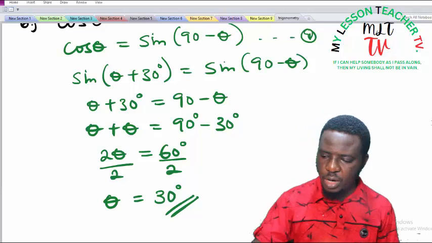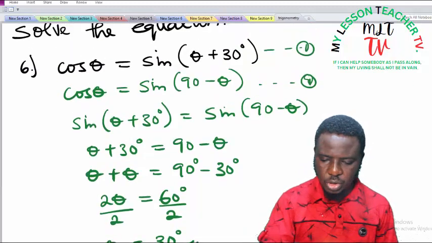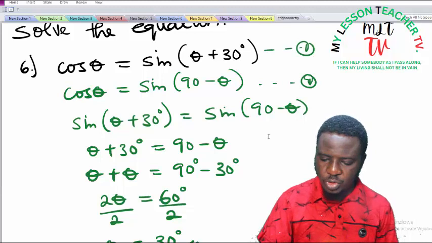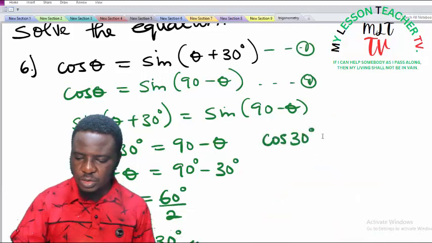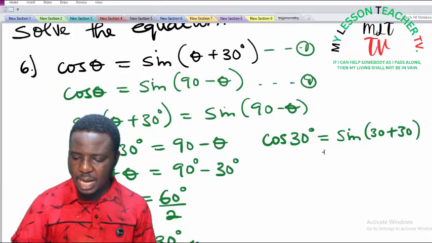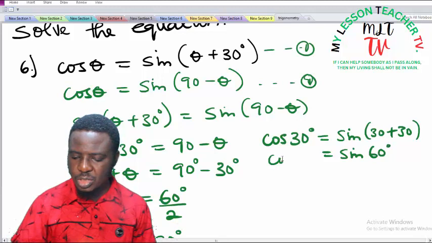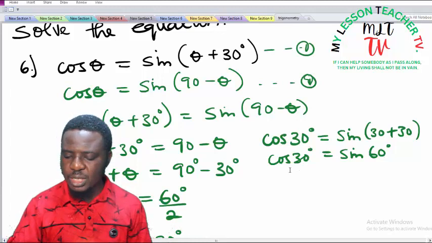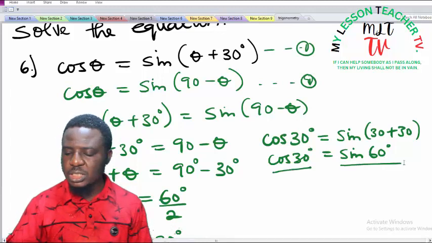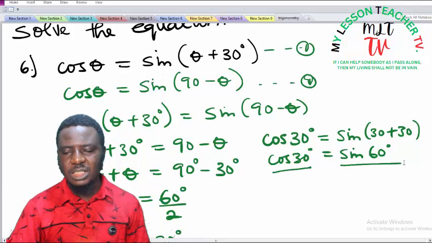Such that if you now substitute it in the original question, you have it that cos 30 degrees, which is our value for theta, will be equal to sine 30 plus 30. And sine 30 plus 30 is what? Sine 60 degrees. So these two are complementary angles. And if you punch your calculator or you use your trig table, you will agree with me that cos 30 degrees is equal to sine 60 degrees.